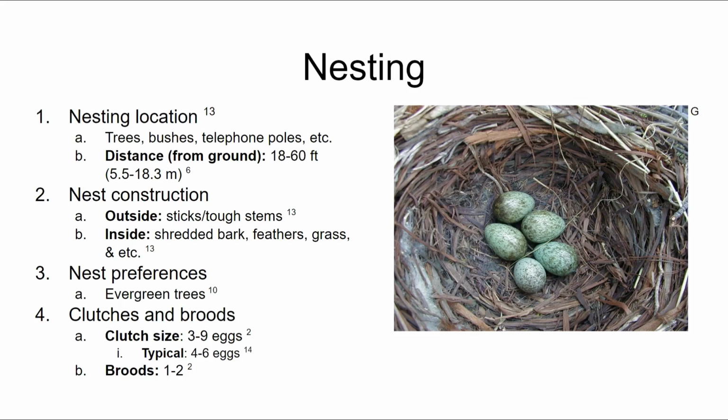What is the egg count per clutch? Do crows lay only one brood per year? A crow can lay 3 to 9 eggs per clutch. Typically, a crow lays 4 to 6 eggs. A crow can have 1 to 2 broods per year. Usually, they have one brood.